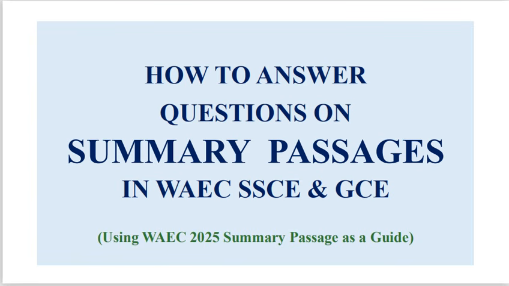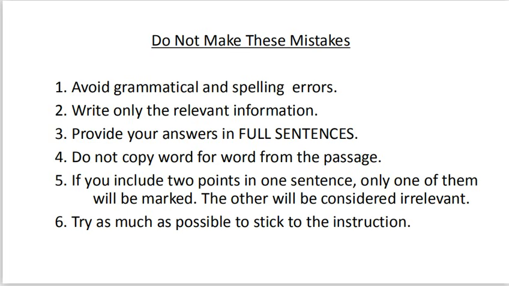When answering questions on summary, the first mistake you must avoid is grammatical errors. Why should you avoid grammatical and spelling errors? The WAEC guideline is very clear about this. For every grammatical or spelling error you commit, half of a mark is deducted. The best way to avoid grammatical and spelling errors is to keep your sentences short and simple. Remember, this is summary. You are supposed to be brief.